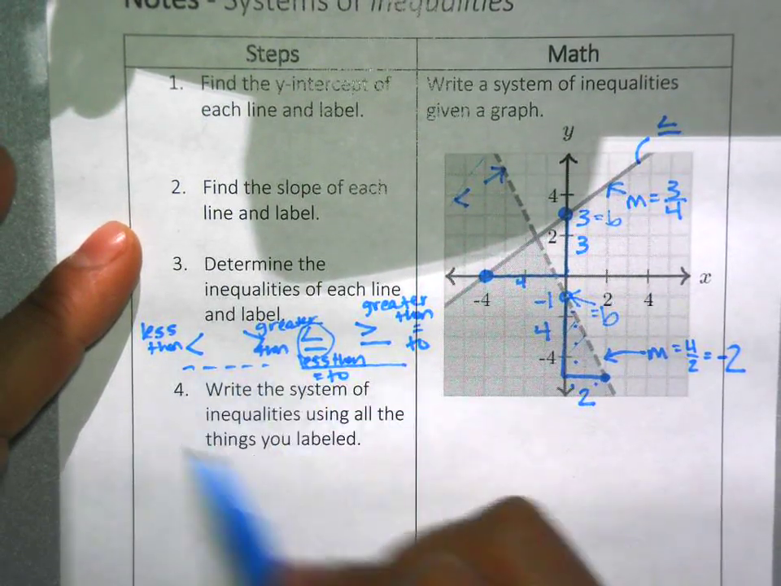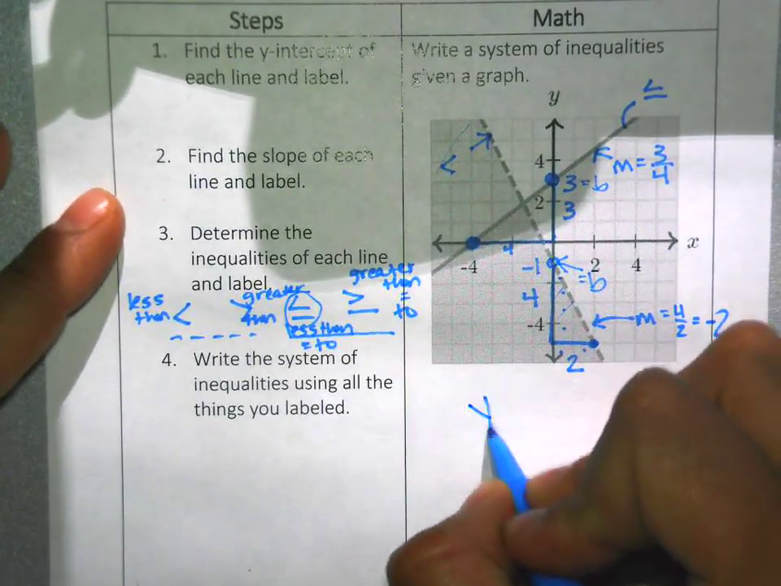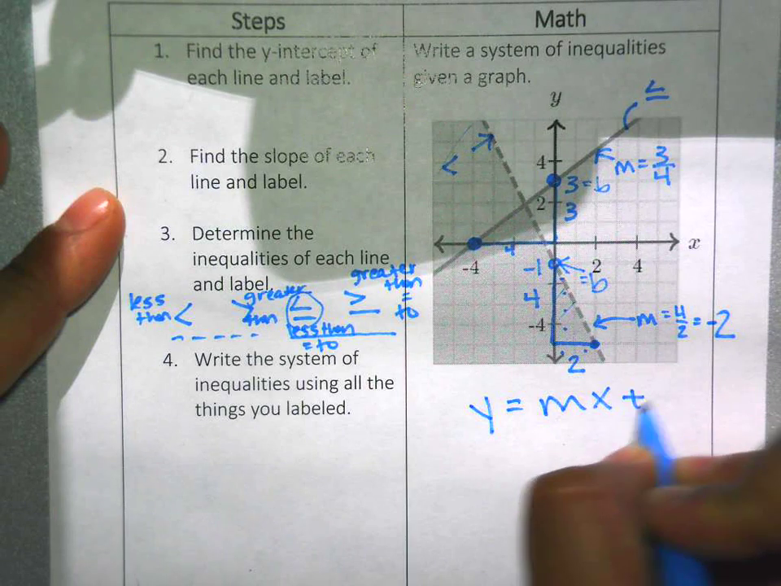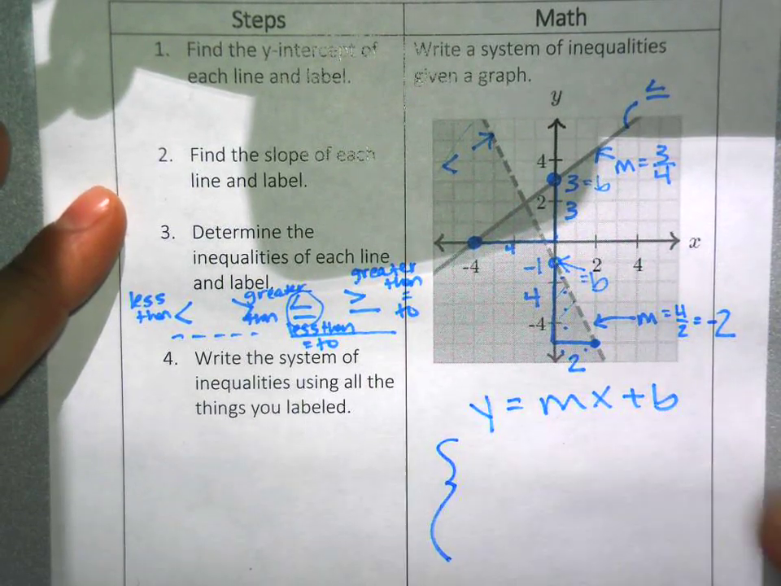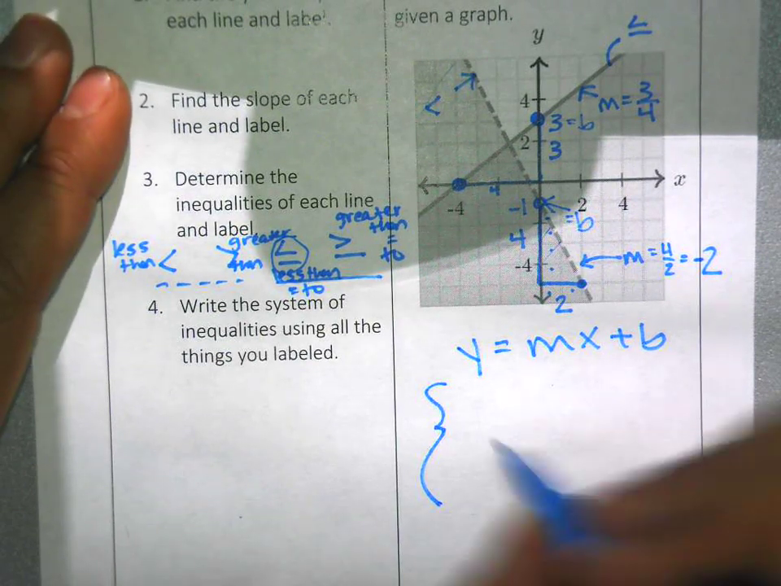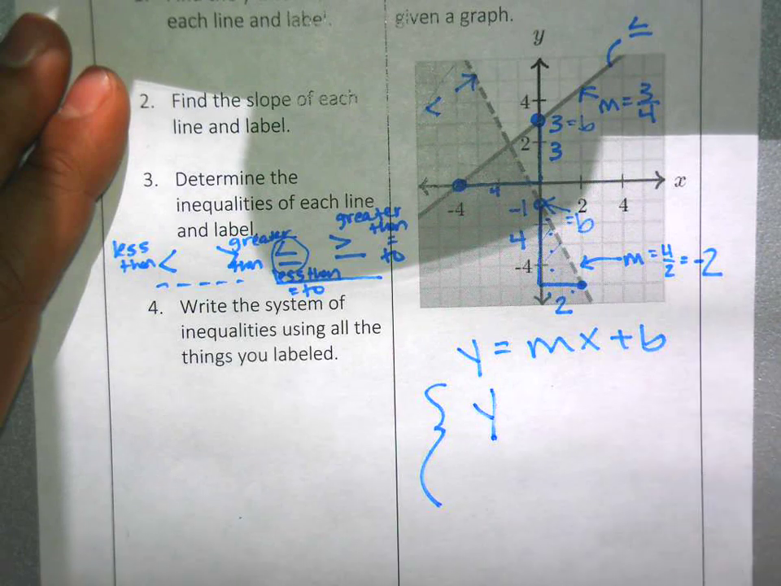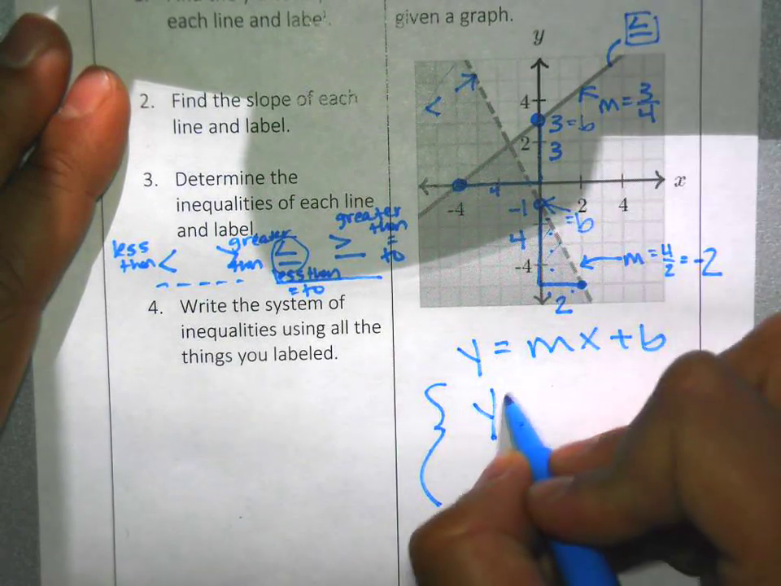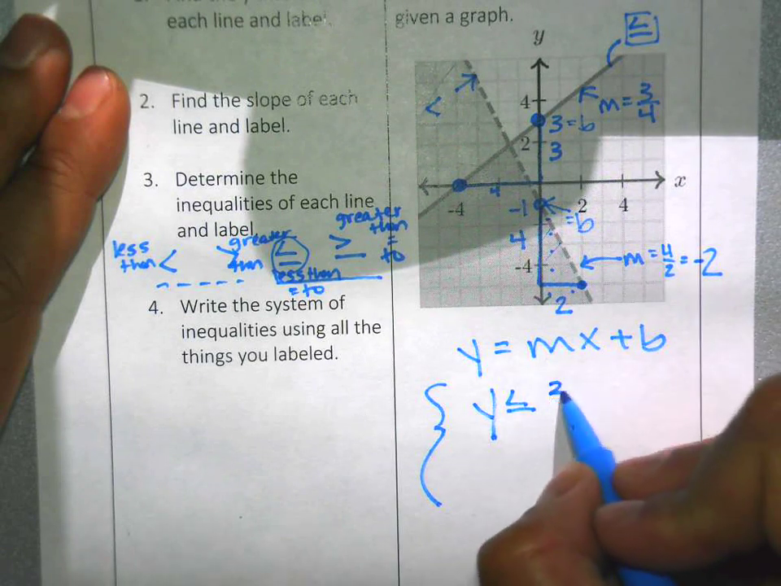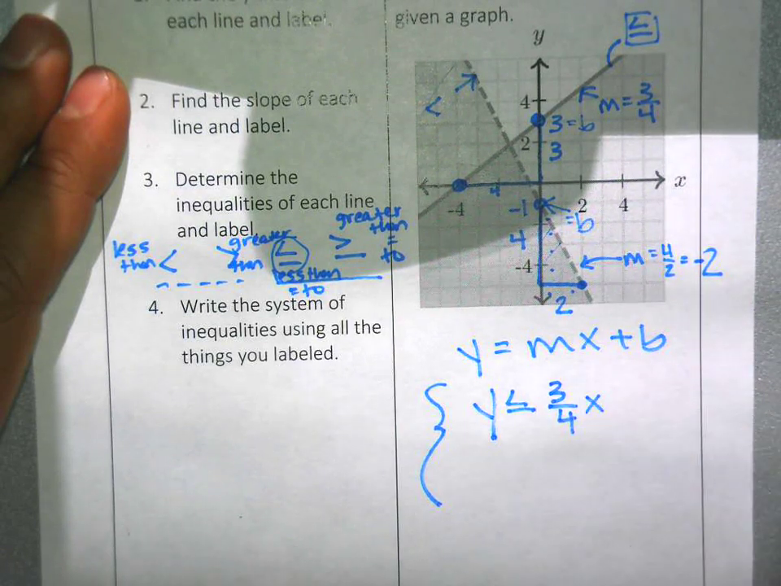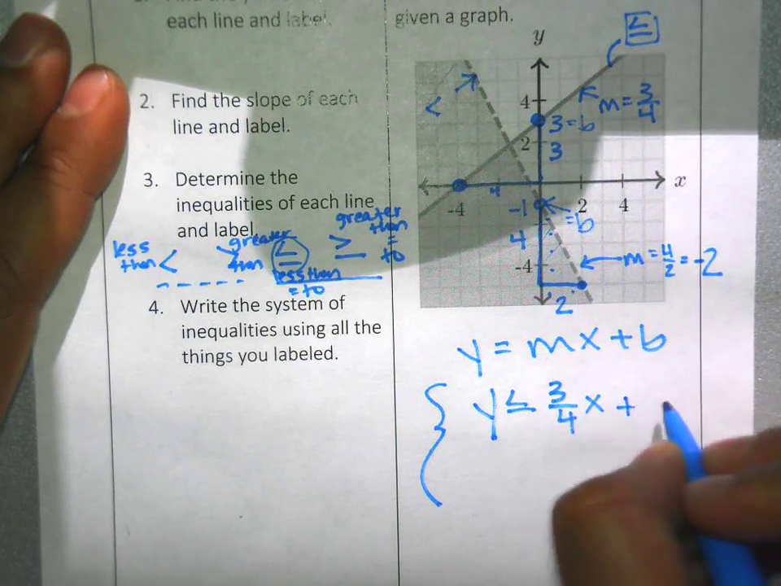Now I'm going to put everything together and write my system. So I'm going to just write y equals mx plus b to give me a reference for where everything goes. I'll draw my system brackets. So the first one, let's do the solid line. So y is less than or equal to. The slope of this line is 3/4 x. And the y-intercept of this line is a +3, so I will put +3.